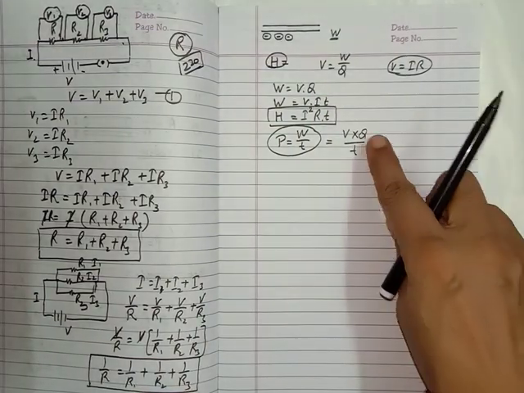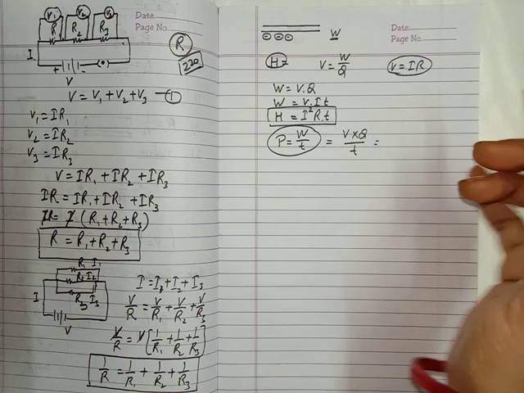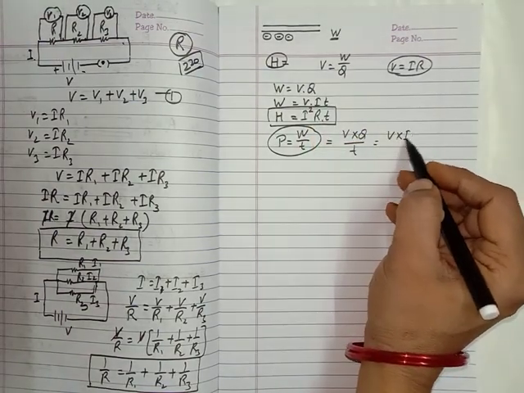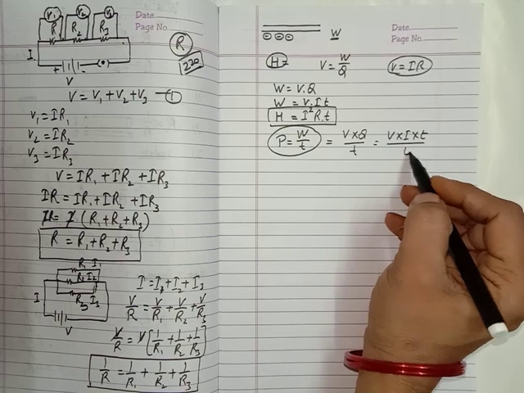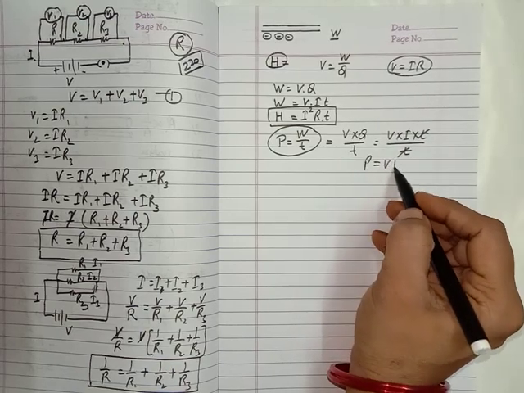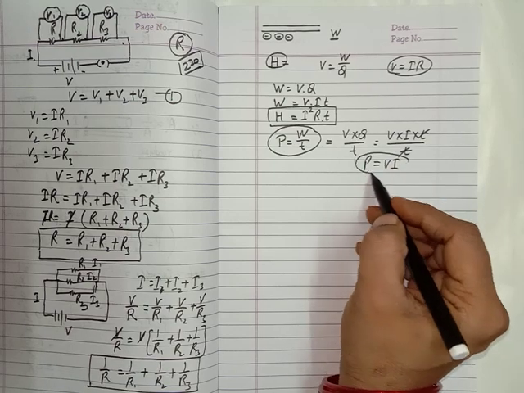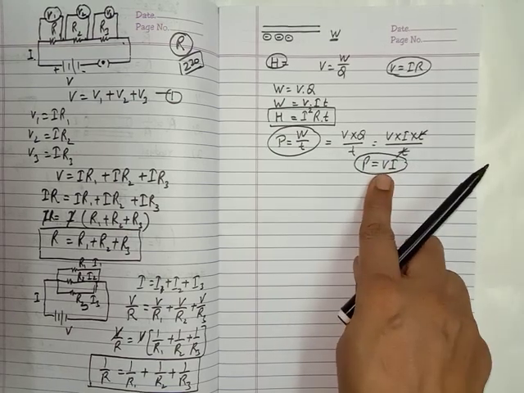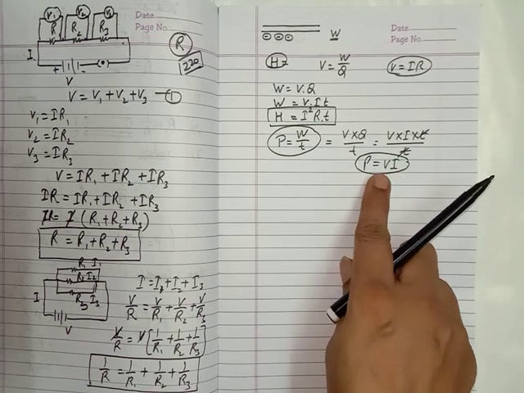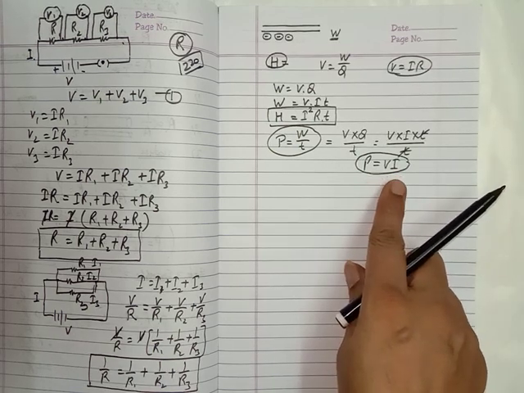And what about Q? Q is equal to I into T. So V into I into T upon T. We can cancel T by T. It means for electricity, power is equal to potential difference multiplied with the current flowing in the wire. So it depends on the potential difference as well as on the current of the wire.